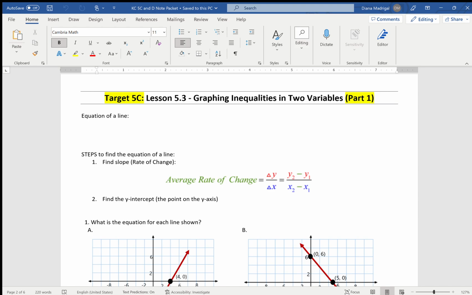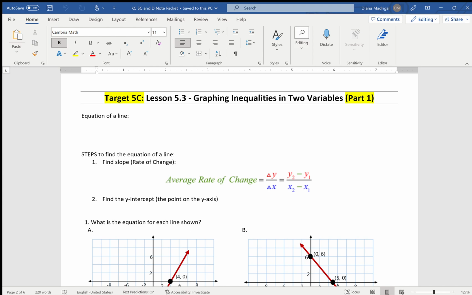We are now moving on to part C of Unit 5. So we're still in the same unit, KC5, but we are now talking about target C. Target C and D is going to be graphing and writing the equation of those lines. Again, we did this last semester, but I'm pretty sure we forgot already.